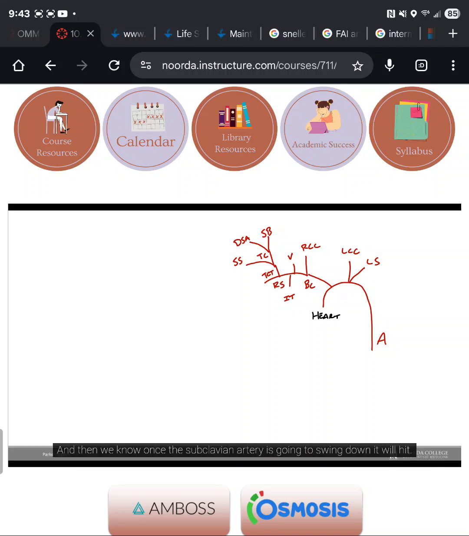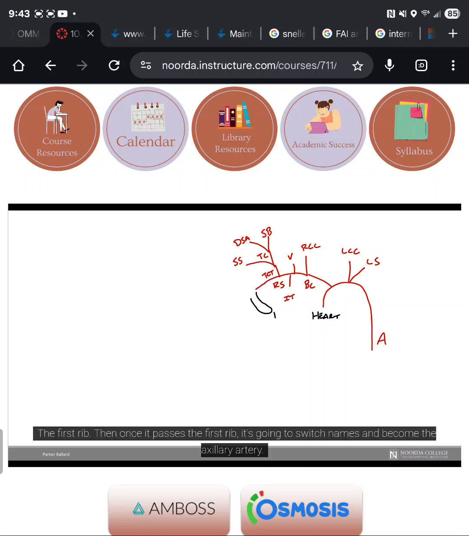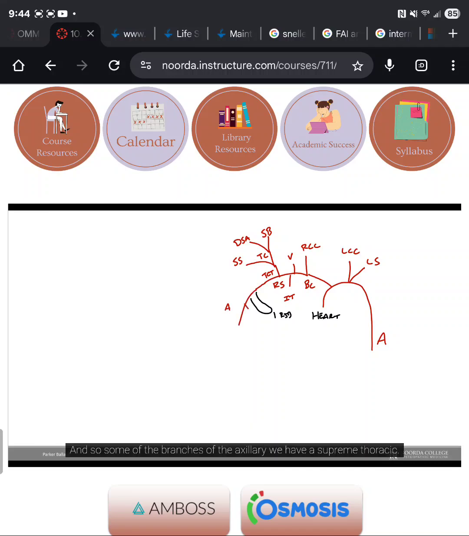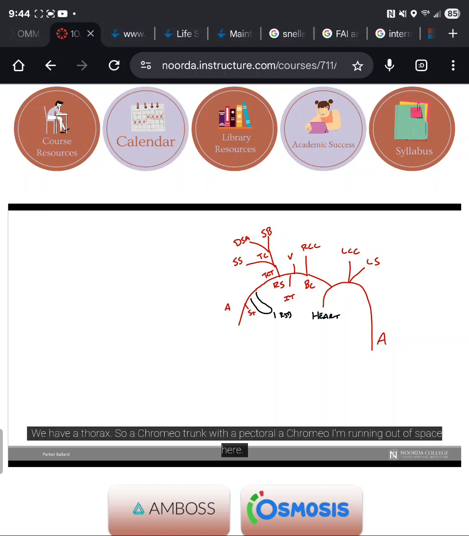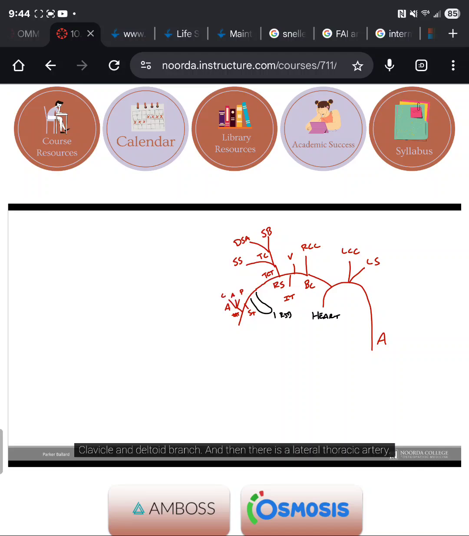And then we know once the subclavian artery is going to swing down, it will hit the first rib. Then once it passes the first rib, it's going to switch names and become the axillary artery. And so some of the branches off the axillary, we have a supreme thoracic, we have a thoracoacromial trunk with a pectoral, acromial, clavicular and deltoid branch. And then there is a lateral thoracic artery.